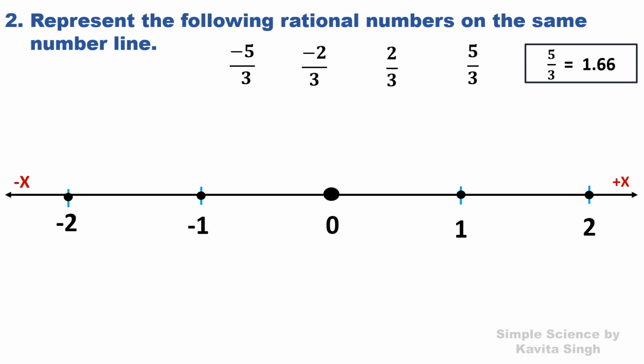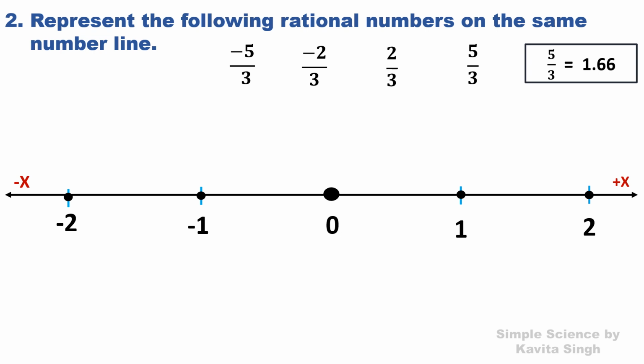Similarly, minus 5 divided by 3 will give you minus 1.66. So your last value should be minus 2. Your minus 1.66 lies between minus 1 and minus 2. So you should take up to minus 2 on negative side.